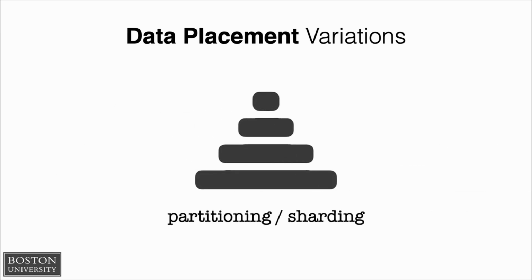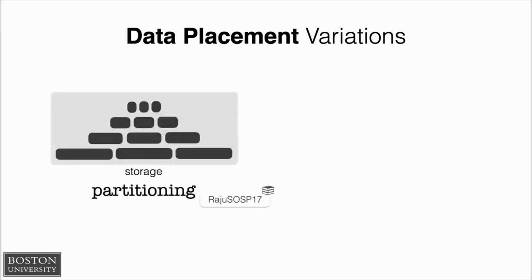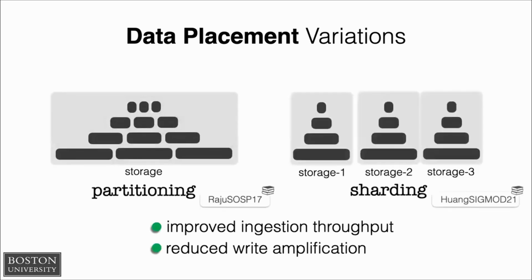And in this final part, we have a different way of positioning data: partitioning and sharding. Partitioning is done in PebblesDB. What they do is that they have the same LSM tree, but within it they have logical partitions based on the key range. So if I have, let's say, keys 0 to 100, the first tier would store 0 to 33, the second tier would store 33 to 80, the third tier would store 80 to 100, and so on.